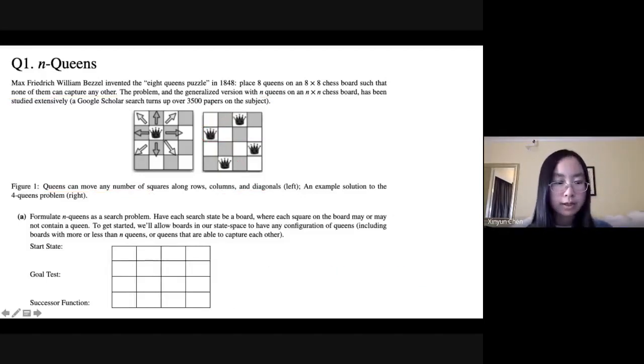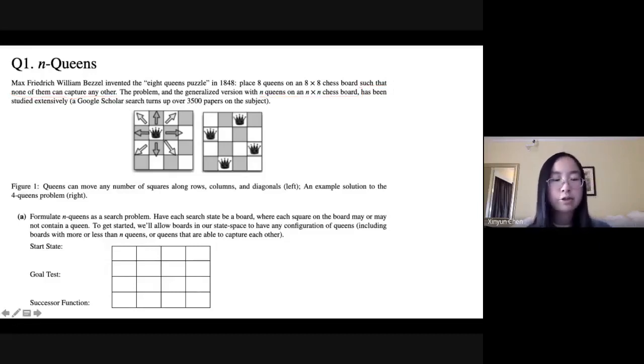Now what is the goal test? The goal test means that when we reach a valid solution, we don't need to expand the current state anymore. We can find the answer in the problem statement, because here we know that for the 8 queens puzzle, we need to place queens such that none of them can capture any other. Then for general N queens problems, it just means that we need to place N queens on an N times N chessboard such that none of them can capture any other. So this is the goal test.